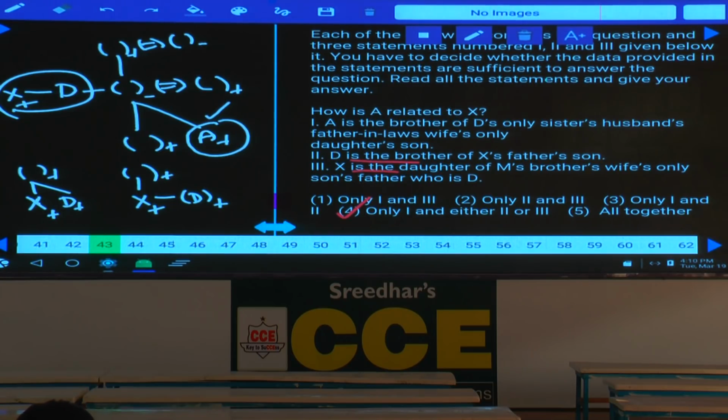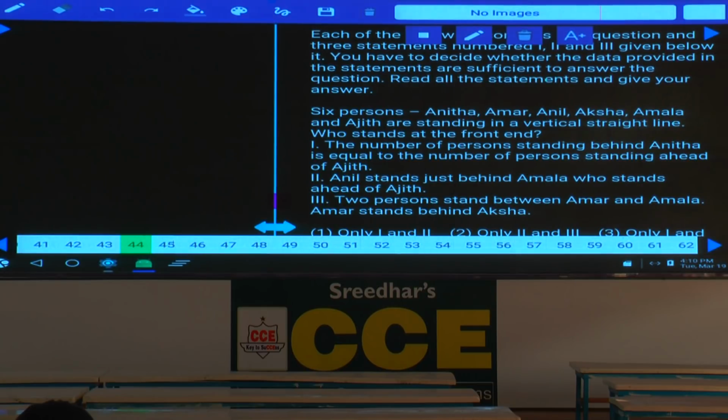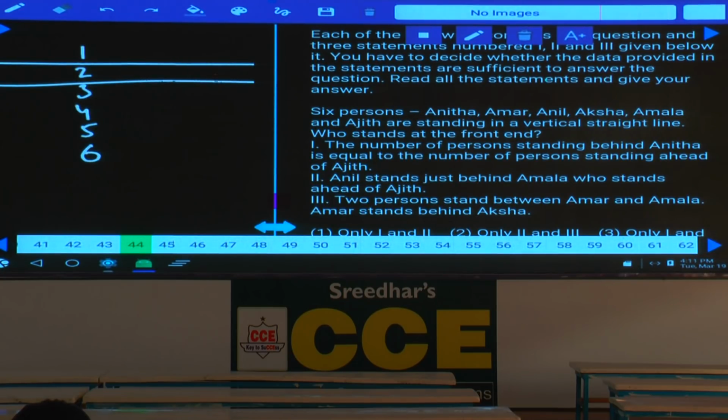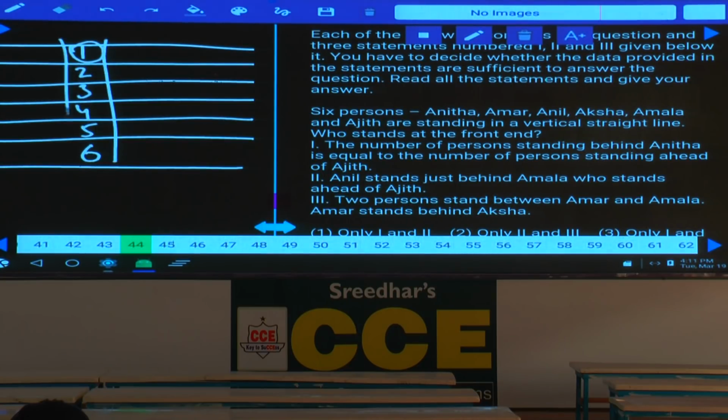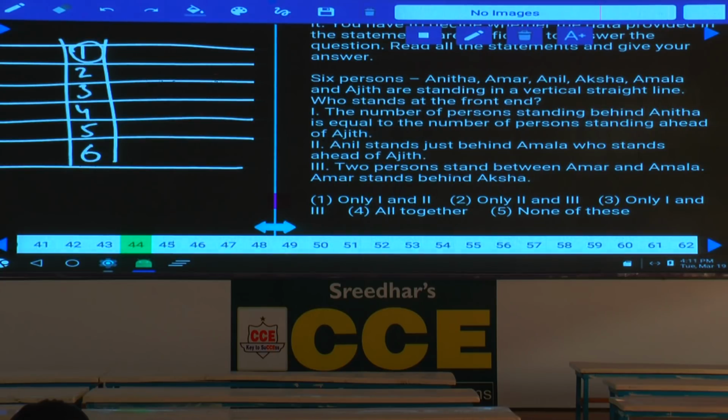Now this is about question number 43. Then 44. Now 6 persons, Anita, Amar and so on, are standing in a vertical straight line. Who stands at the front end? Now 1, 2, 3, 4, 5, 6 persons standing in a queue. The question is about the person standing at position number 1. We need to identify that person, and in order to do so, let us check out the choices.